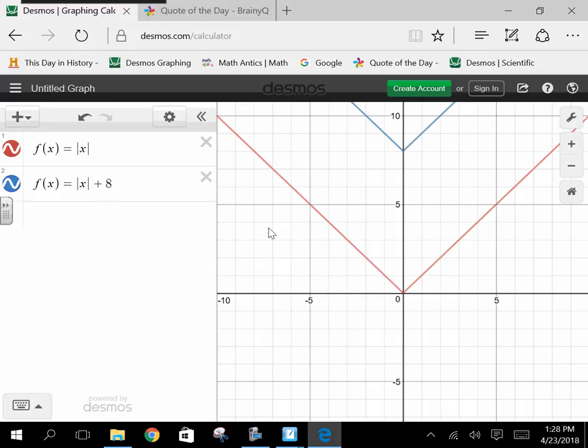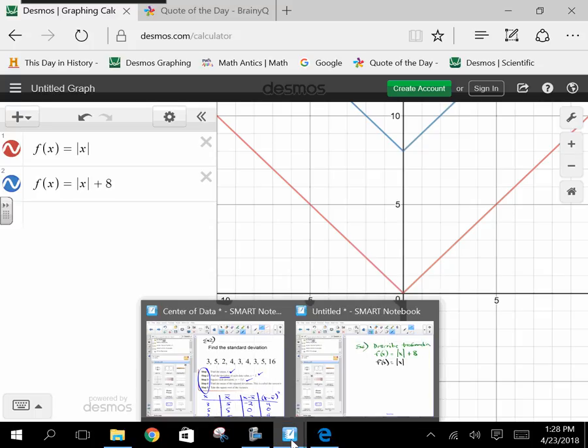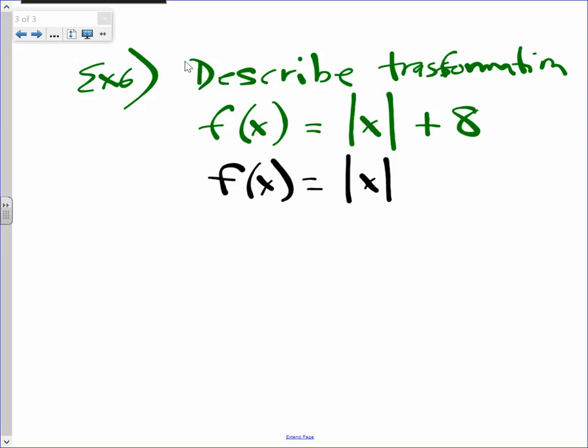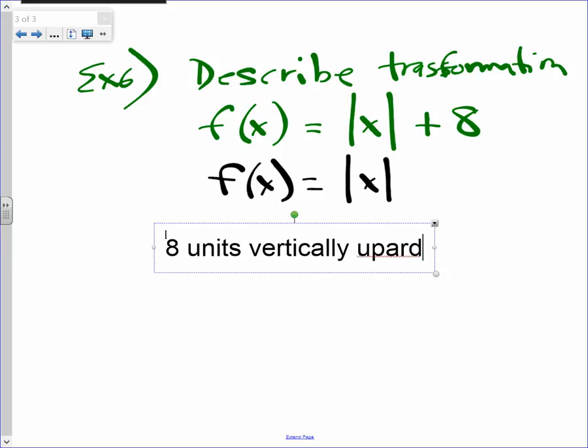Perfectly said. So right now, in a little while, when you do a table talk, you're going to have Desmos accessible for you so you can figure out the parent to the child. Coming back over here, write it down with me. Here's the transformation. 8 units vertically upward. Write that down. 8 units vertically upward. Stay with me, Bruce.